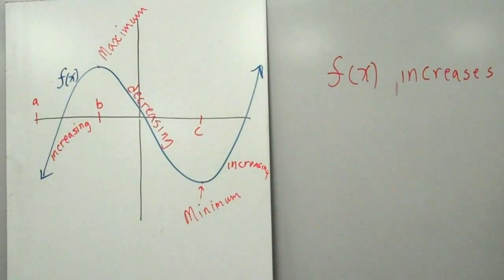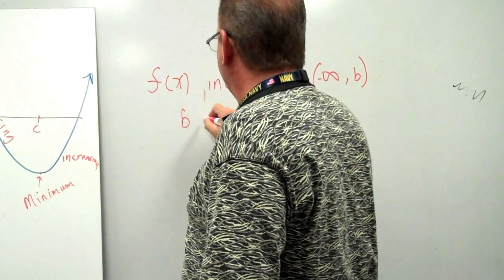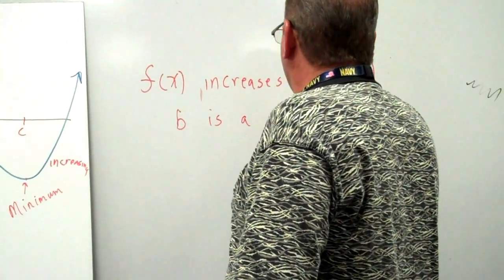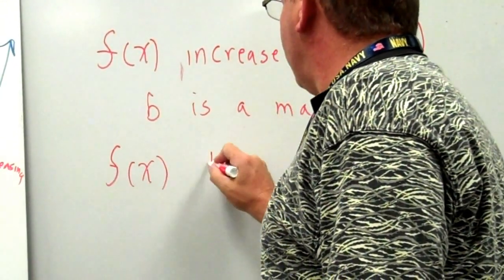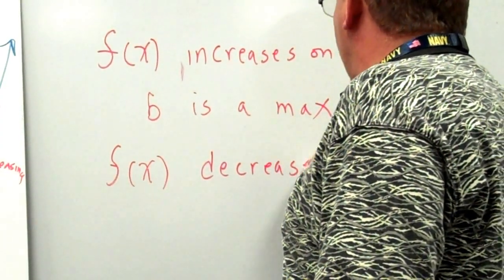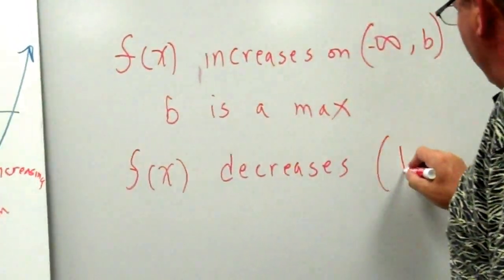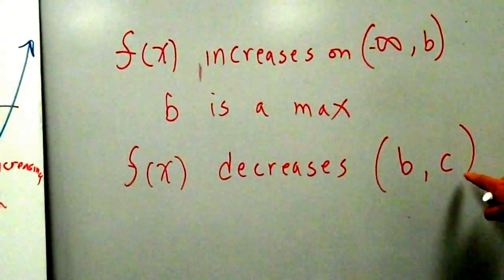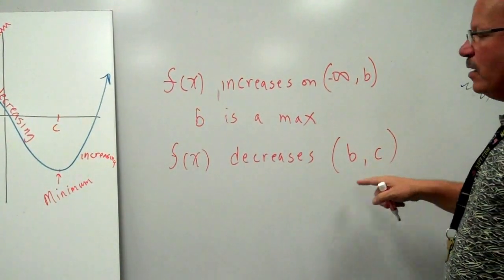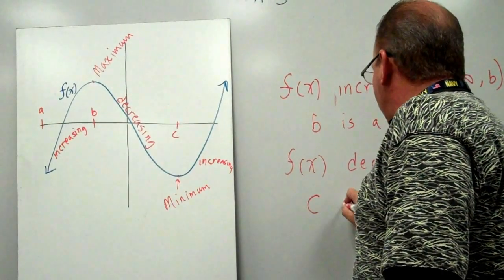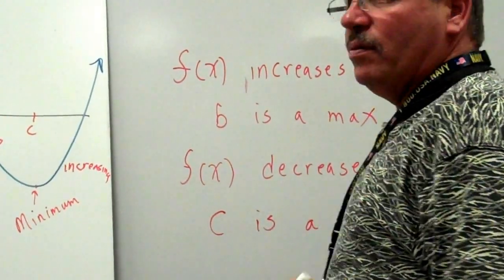So f of x increases from negative infinity to b. b is a maximum. It decreases on, everybody said, the interval b to c. Notice I'm using parentheses and not brackets. Brackets would indicate that it includes that point. It is not decreasing at c. c is a minimum. Thank you.